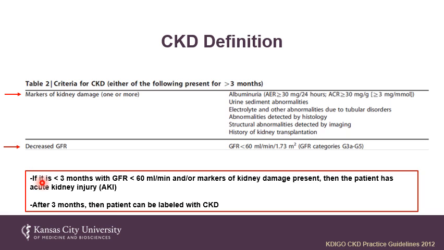So if it's been less than 3 months where the GFR is less than 60 or they have markers of kidney damage present, then the patient has acute kidney injury. After 3 months, we change the terminology and we state that that patient has chronic kidney disease.